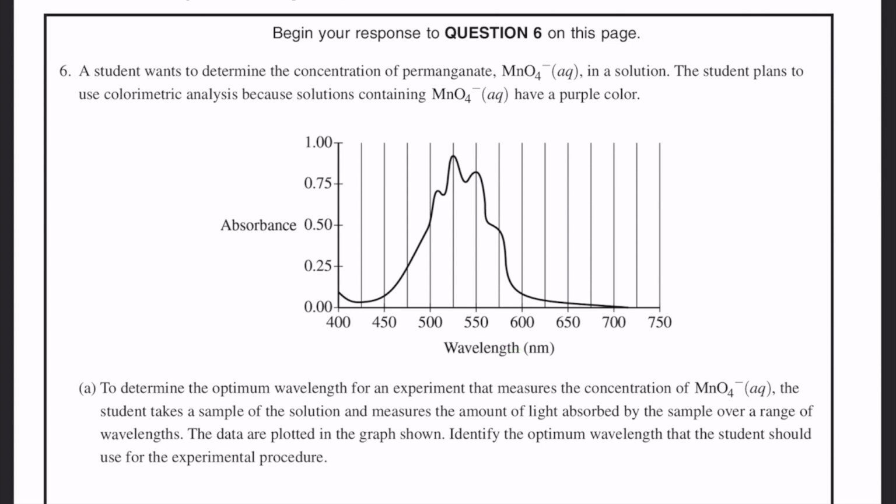So for part A, we are being asked to determine the optimum wavelength for a colorimetric analysis, and we are given an absorbance versus wavelength graph. For these questions, you need to look at the peak of the graph, which is 525 nanometers. And that is going to be the optimum wavelength.